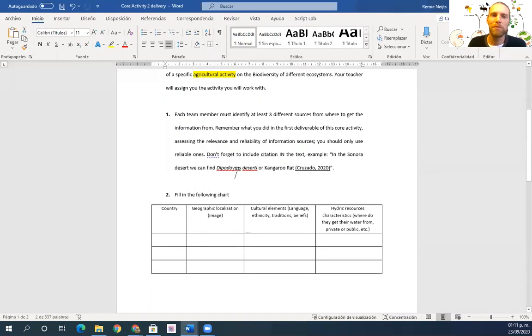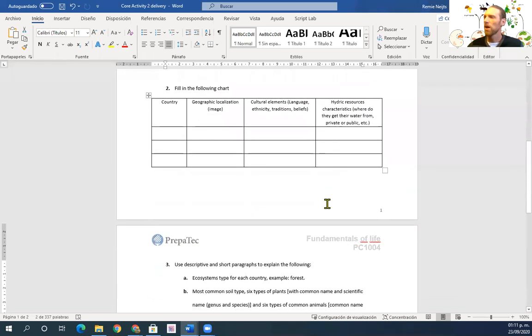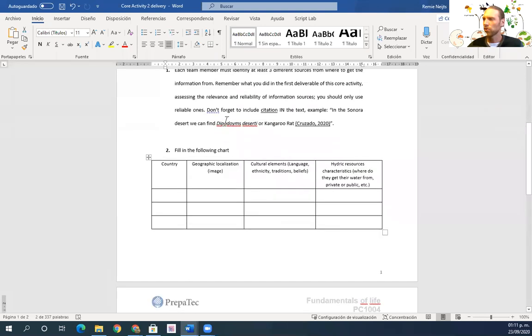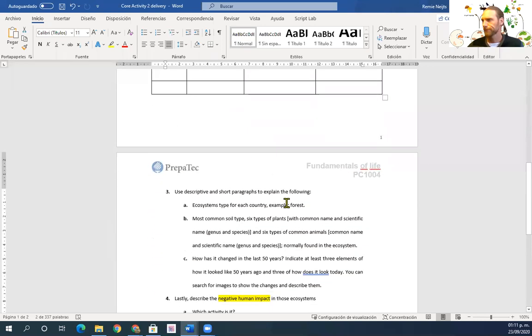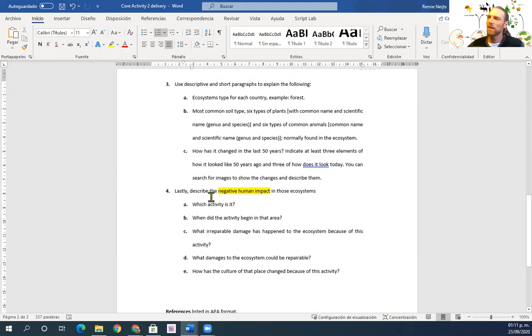It's again very simple, guys. It's really not big science. The whole clue behind this is that you learn how to do research. You're going to fill in the following chart: country, geographic location, cultural elements, hydric resources. I will tell you in a moment what your topic will be. You can choose. And then you have to answer this question. So I would like you to go point by point and make it very clear and very nice, and that you don't forget any of the points, okay?